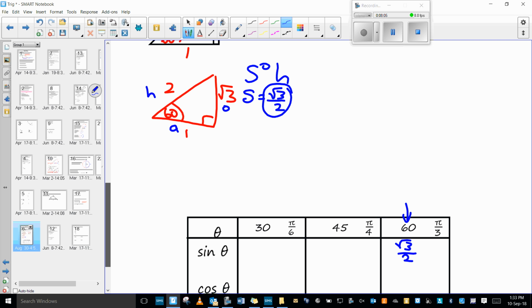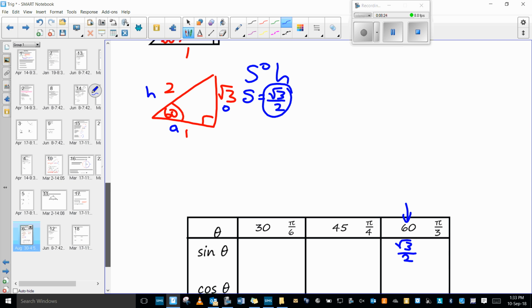Okay? So we need to recognize values like this. When there are root 3s and root 2s, the answer is probably going to be 30, 45, or 60. This is what we need to try to become familiar with. Right, that's the sine of that angle.